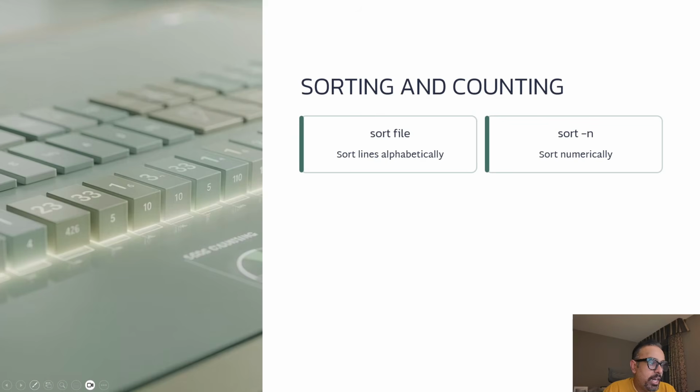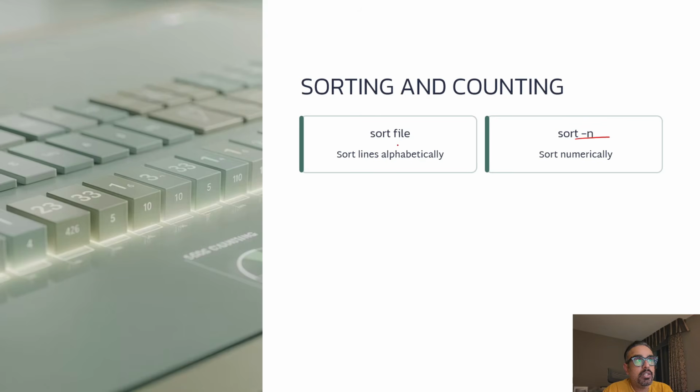Then sort -n performs numeric sorting instead of alphabetical sorting. So this was alphabetical, and now to make it numeric, you are going to use the dash n. Without this option, sort treats numbers as text, so 10 would come before 2. But when you use -n, it is going to use the numeric format.